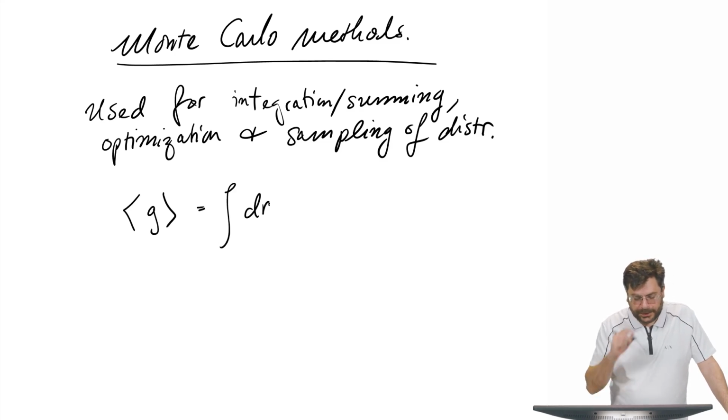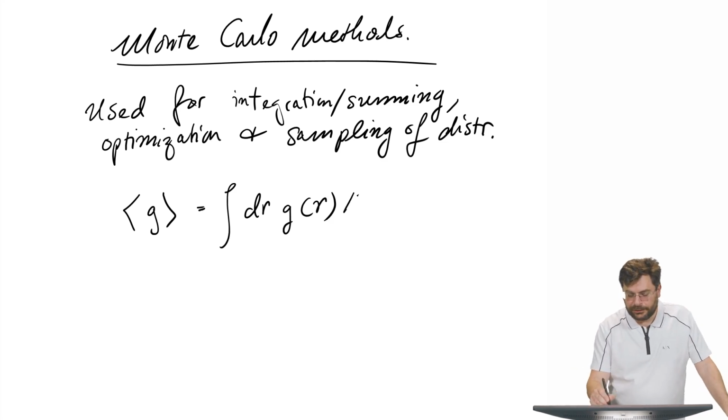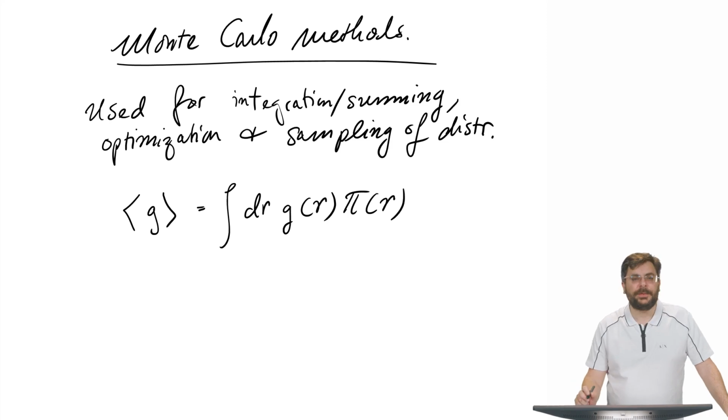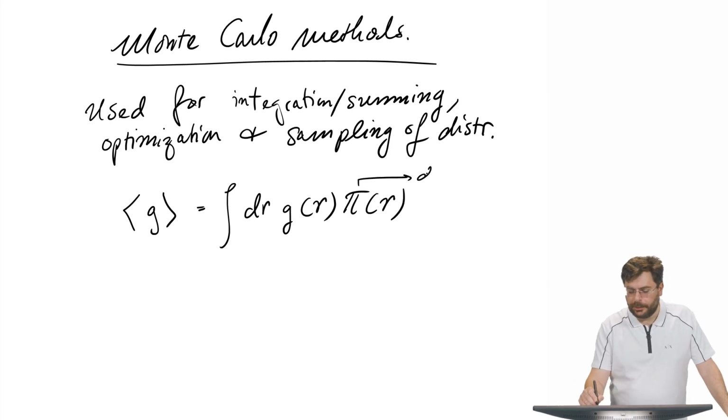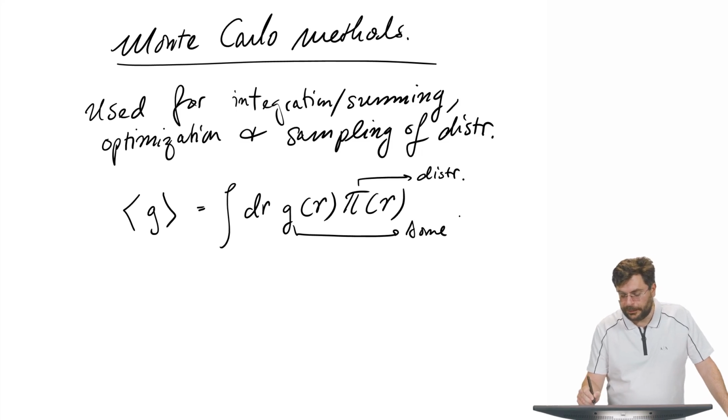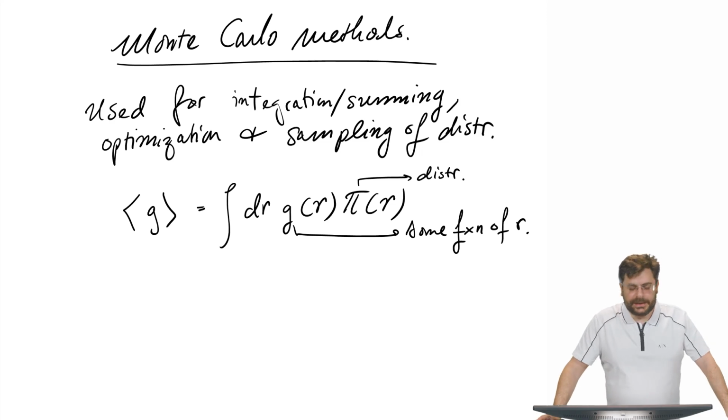So I'm taking an expectation value on the left-hand side of some function g of r with respect to some pi of r. Pi of r will be some kind of distribution, and g of r is some function of r. And the notion is that I do not know how to compute this integral analytically. So I start off from this point and I ask, can I use something that we've previously been introduced to in prior chapters in order to perform this integral?